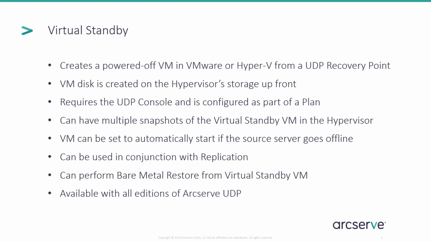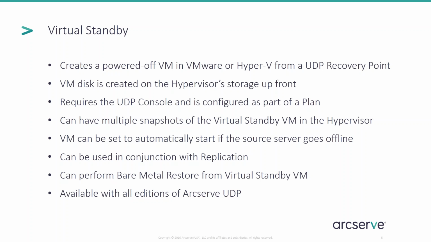We can also use virtual standby in conjunction with replication. So if you've got a local backup to an RPS, and then you've replicated that recovery point to another RPS, we can then set up virtual standby at the other site. So if you have a production site and a DR site, if you've got a hypervisor, VMware or Hyper-V in your DR site, we can create a virtual standby VM in the DR site after the backup or recovery point is replicated.